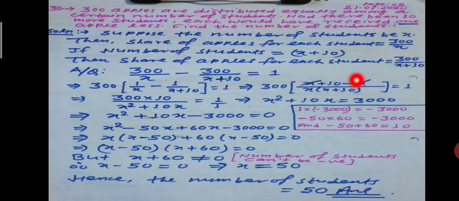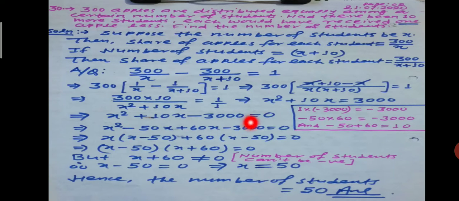Now plus x minus x will be cancelled, then 300 multiplied by 10 upon x square plus 10x, this has been multiplied, x multiplied by x is x square, and x multiplied by 10 is 10x, is equal to 1 upon 1. Now cross multiply it, then x square plus 10x will be equal to 300 multiplied by 10, which is 3000. This implies that x square plus 10x minus 3000 is equal to 0.